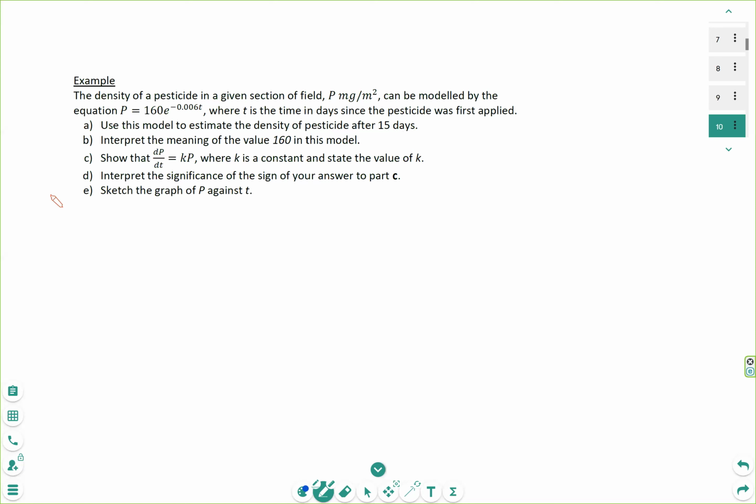Now, from this equation, can you tell me how many variables are there in this equation? 1, 2, or 3? There are 3 letters, but there are 2 variables. The variables are P and t. Okay? e is just 2.718, etc. It's like pi. So, question A, if I want to estimate density, so in P and t, the variables are P and t. If I want to work out P, then surely I must know t. Indeed, 15 days means t is 15.